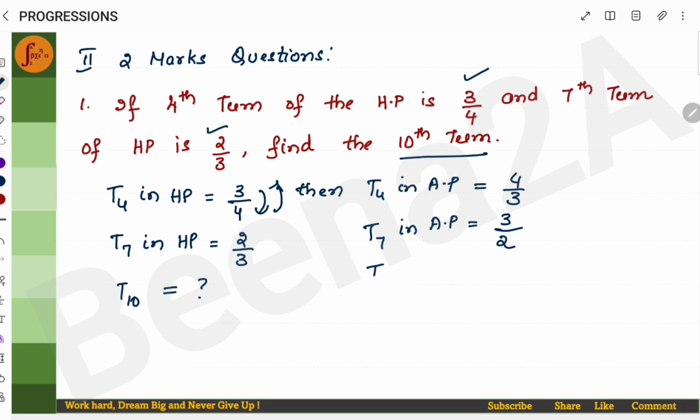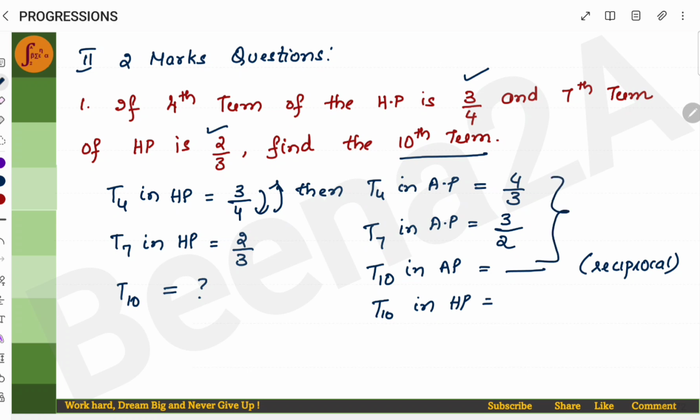So what will we do? We'll first find the 10th term in arithmetic progression. We'll find this one and then take the reciprocal, and that will become the 10th term in HP. So now we'll use all of these values and try to get the 10th term.